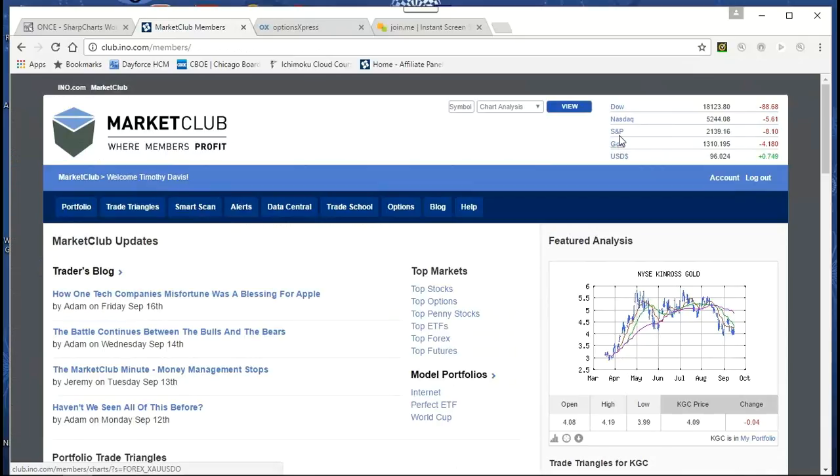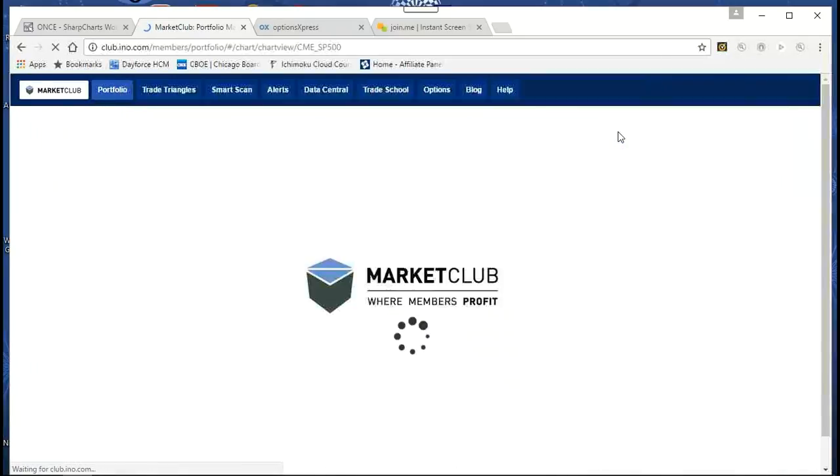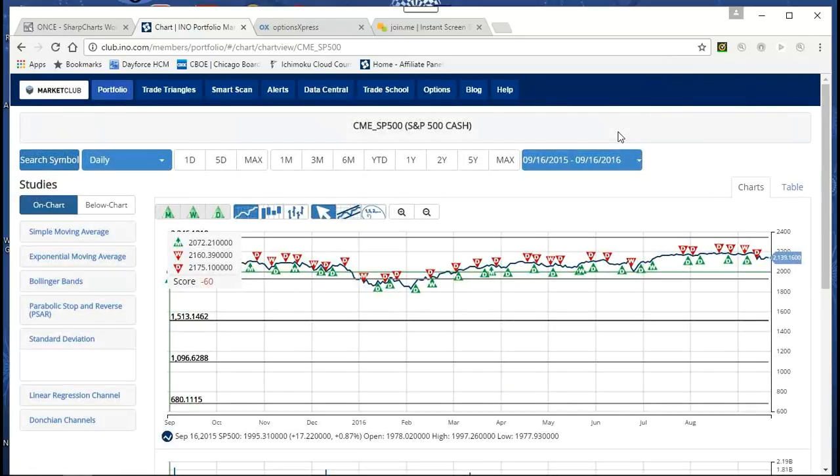We're going to take a look at the S&P, and I want to show you what these trade triangles actually mean and what you can actually do with them. I'm going to break down several stocks, and I'm going to show you my portfolio, how you can set up your own portfolio within MarketClub.com to monitor and follow certain stocks to find out when is a good time to buy, when is a good time to sell.